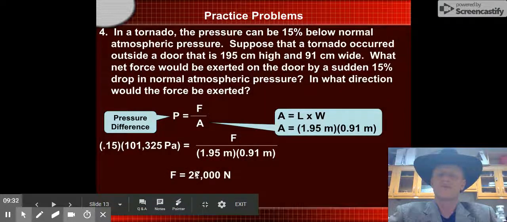Now this is the force on the door. The door is going to get blown. Inside has more pressure. It's going to get blown outward.